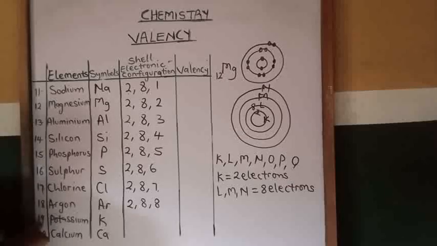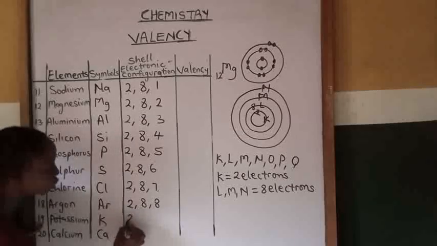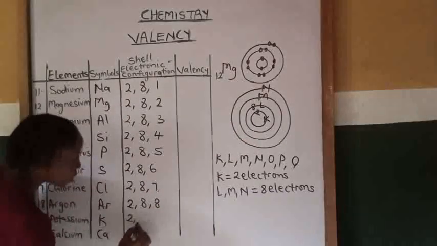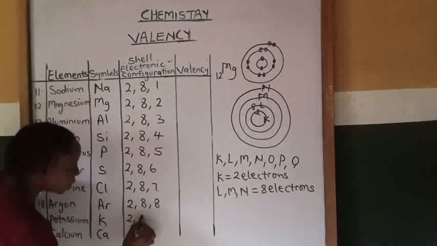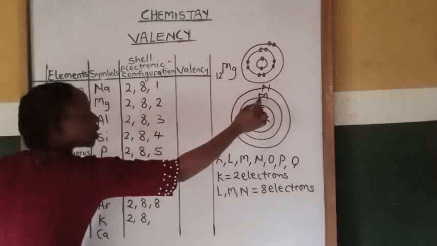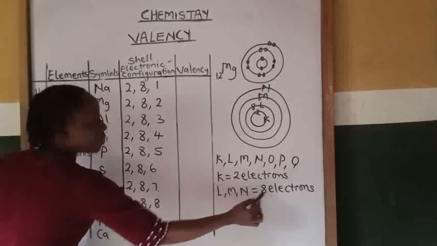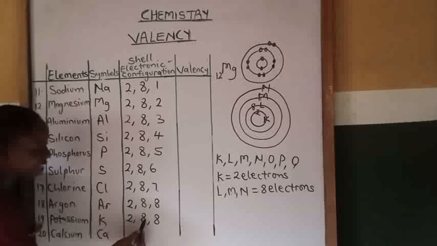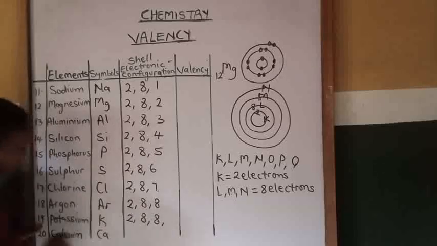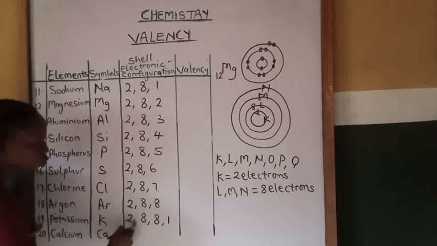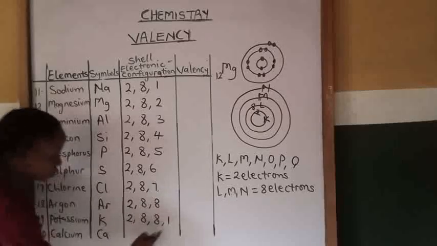Potassium has 19 electrons. So the first shell will take 2, which is the K shell. K will take 2 electrons, followed by L. L will take 8 electrons. Then followed by the M shell. M will take the maximum number of 8 electrons. So M will also complete its own 8. 2 plus 8 plus 8 will give us 18. Then we are going to 19, so the remaining 1 electron. So it will be 2, 8, 8, 1.